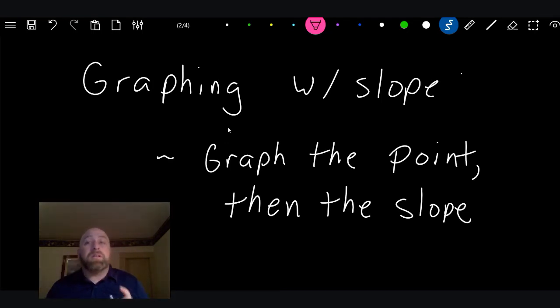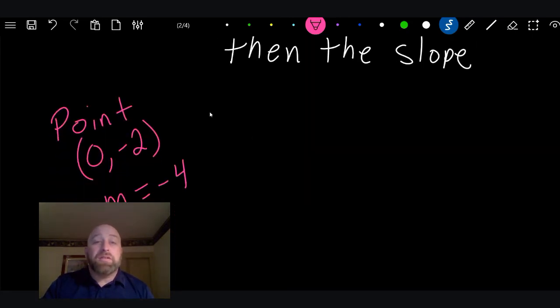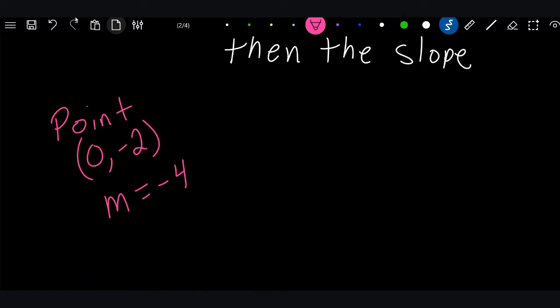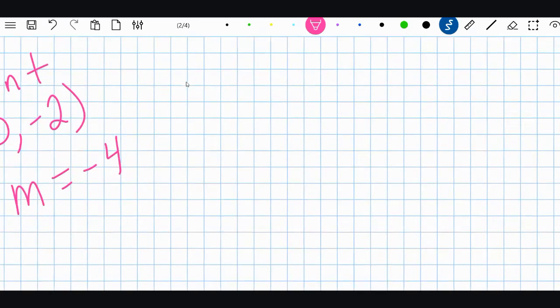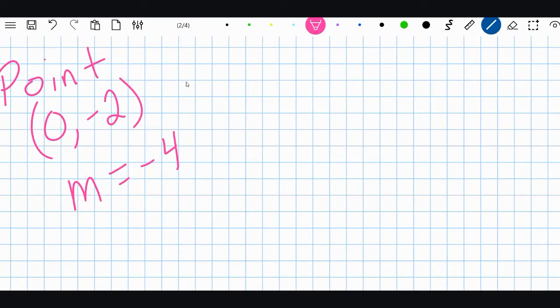If they give you 2 points, remember how to find the slope. We talked about that in the last lesson. You would use the slope formula, find the slope, and then you would graph a point, and then you would graph your slope after you find it. But in this case, they give us 2 points. Let me real quick switch over to graphing paper, and we will do this one. Let me change the color of that line so you can see it a little bit better.